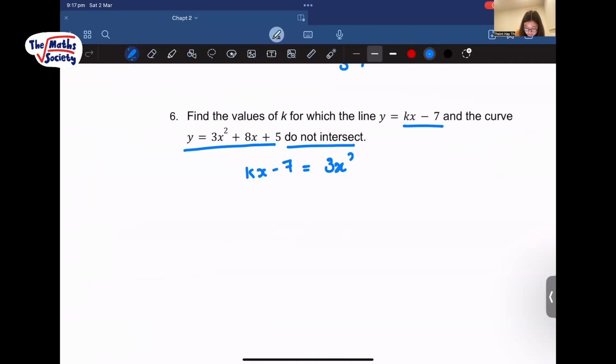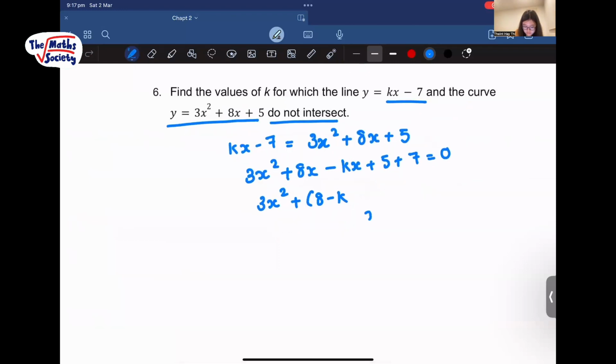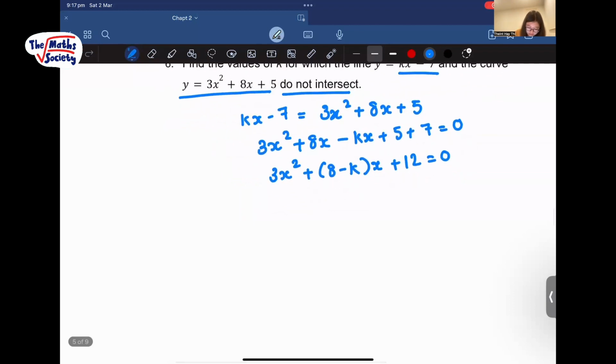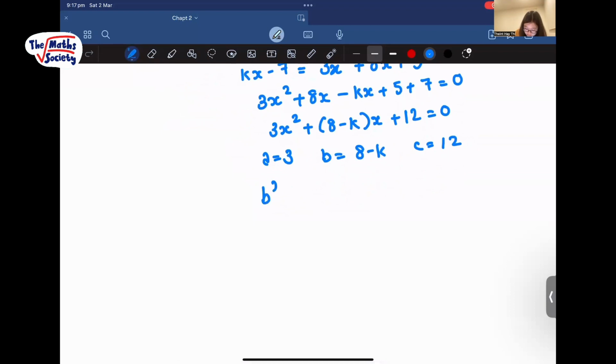equals 3x squared plus 8x plus 5. So it'll be 3x squared plus 8x minus kx plus 5 plus 7 equals 0. So it'll be 3x squared plus 8 minus k, x plus 12 equals 0. Yep. And then we have a equals 3, b equals 8 minus k, and then c equals 12.